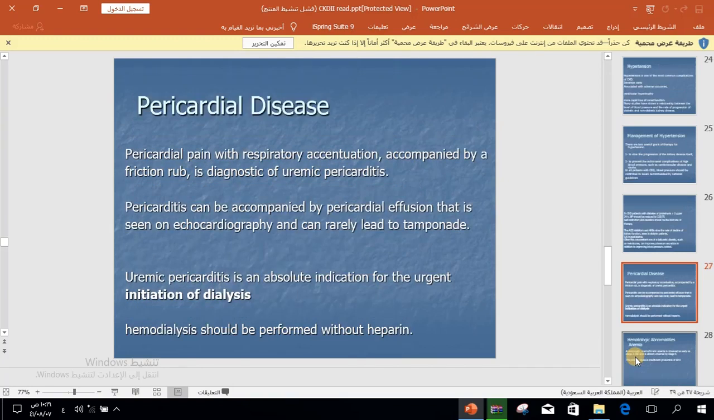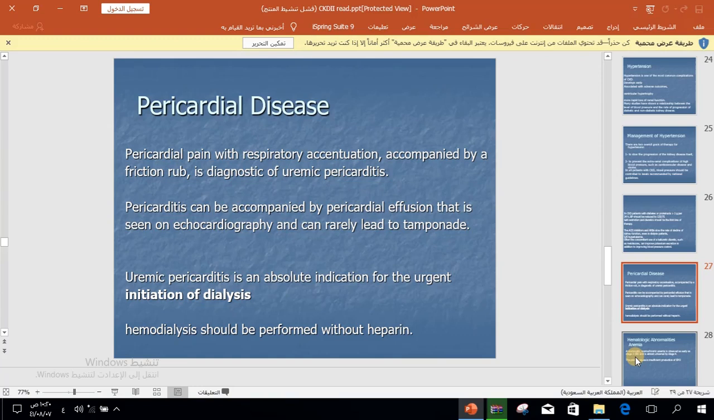One of the important cardiovascular complications of CKD is pericardial disease. Pericardial disease is manifested by pericardial pain with respiratory accentuation and accompanied by a friction rub, which is diagnostic for uremic pericarditis. Pericarditis can be combined with pericardial effusion that is seen in echocardiography and can sometimes lead to tamponade.